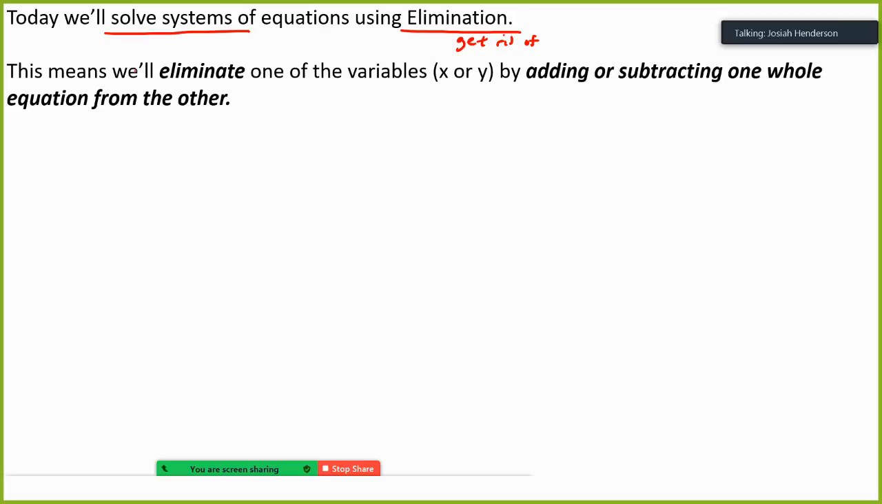And so when we add or subtract one whole equation to the other, we're going to do that and eliminate one of the variables. So this means we'll eliminate one of the variables, either x or y. Okay, it could be either. It just depends on what's best set up in the equations they give us, by adding or subtracting one whole equation to the other. This is the theory or the idea behind elimination solving systems.